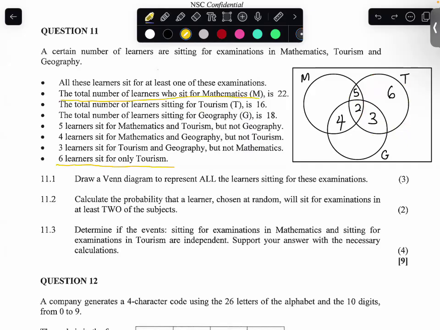The total number of learners who sit for mathematics is 22, which means this entire circle needs to add up to 22. So to get this missing part, it's 22 minus 5 minus 2 minus 4, which gives me 11.